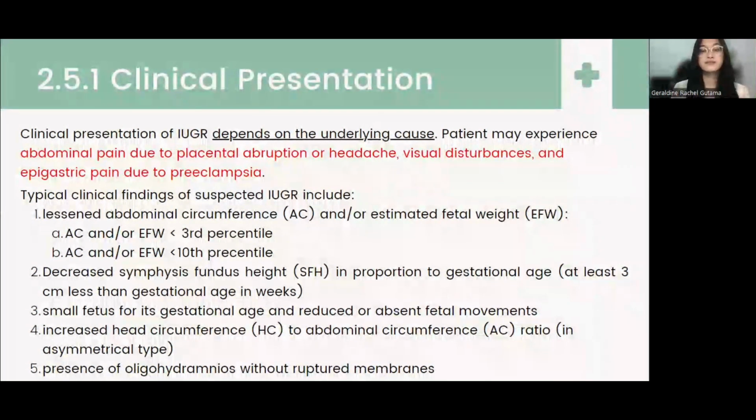Second, decreased symphysis fundal height in proportion to gestational age, at least 3 cm less than the gestational age in weeks. Third, small fetus for its gestational age and reduced or absent fetal movements. Fourth, increased head circumference to abdominal circumference ratio in the asymmetrical type of IUGR, and last, presence of oligohydramnios without ruptured membranes.